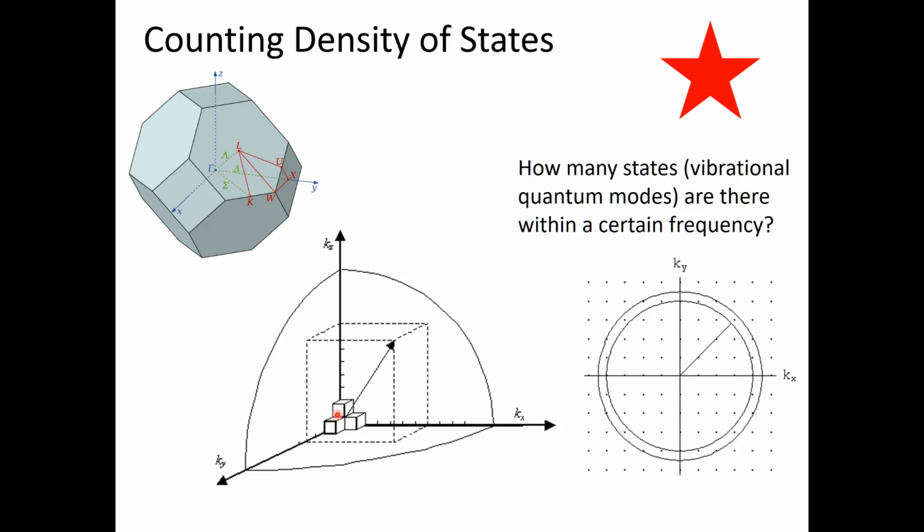Okay, and so one question that you might ask is, how many states, which are vibrational quantum modes, are there within a certain frequency? If I pick some k cutoff vector, a radius of k, how many of these little squares, which represent n equals 1, n equals 2, n equals 3, can I have within a certain frequency or a certain radius in k-space? So let's do the derivation.